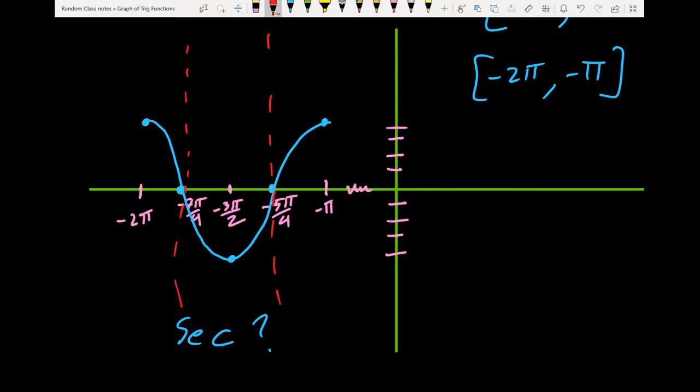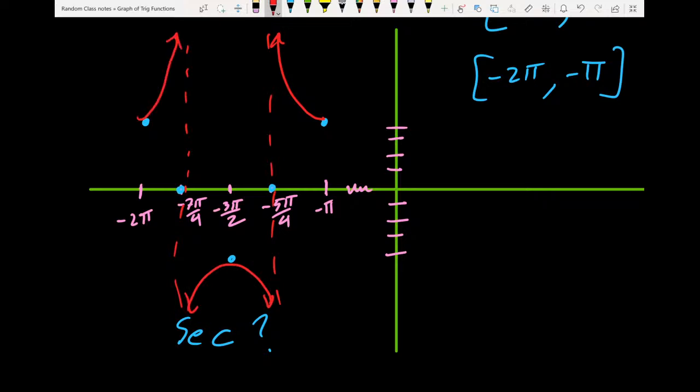Do you guys see it? Erase it. That's how you graph secant. Isn't that so easy? Now, you guys got that? Yeah? All right. So now try this problem.